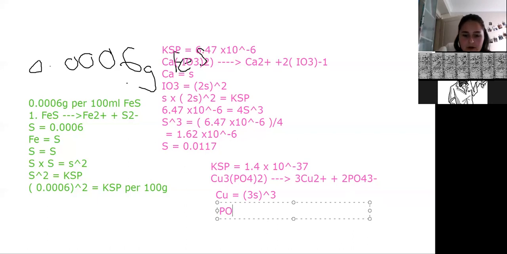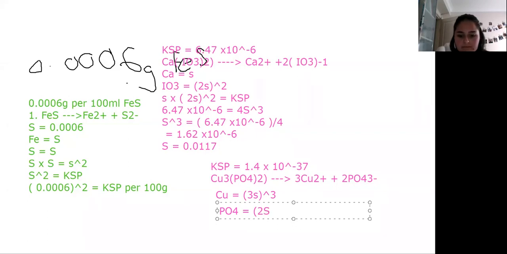Cool. So then we have, what are we going to do here? So it's going to be 2s squared, like that.